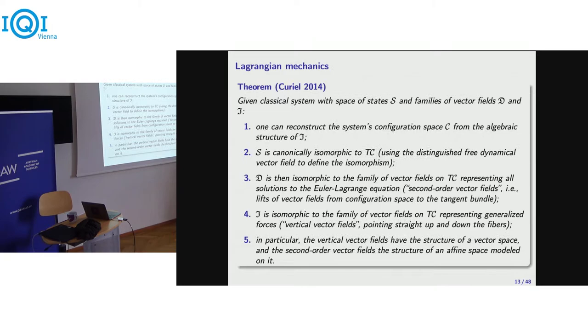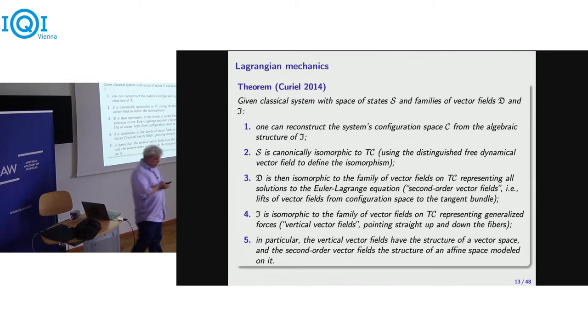So it turns out then that everything I've said has more or less only relied on the algebraic structures imposed on evolutions and interactions from Newton's second law. But it turns out this gives you enough structure to completely reconstruct Lagrangian mechanics.